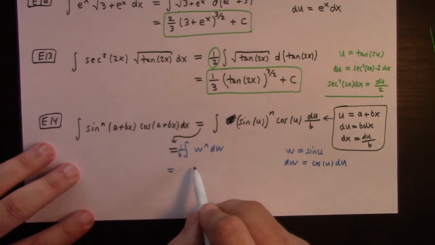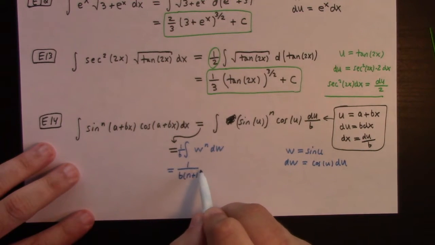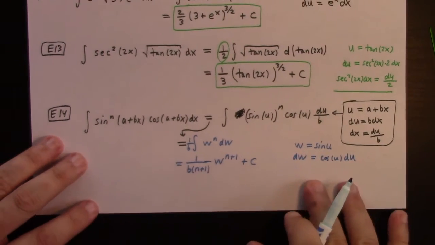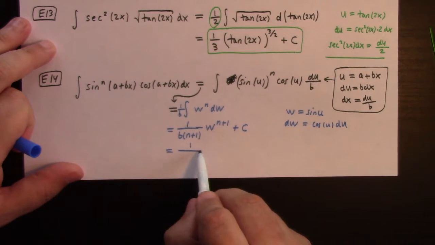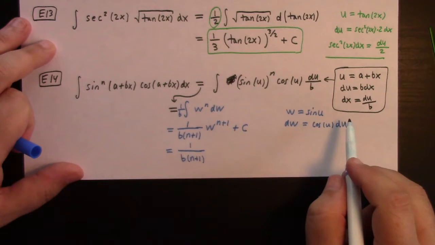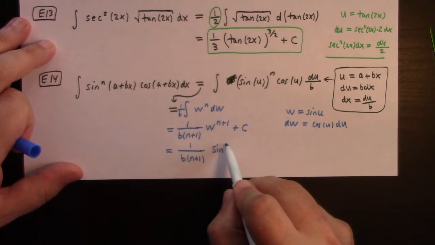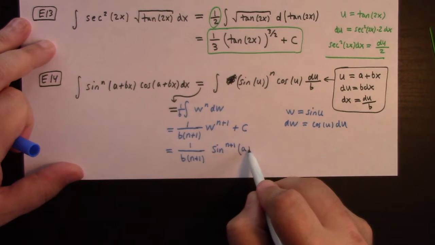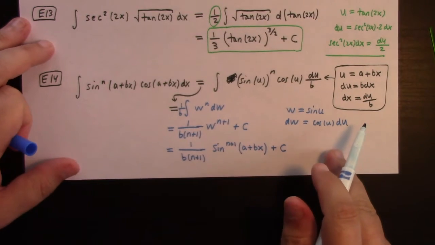So there we go. That is 1 over b times n plus 1 times w to the n plus 1 plus a constant. Now, I need to unwrap that. So this is 1 over b times n plus 1. And w is actually equal to sine, so it's the n plus 1th power of sine, and then u was a plus bx, plus a constant. And there you have it.